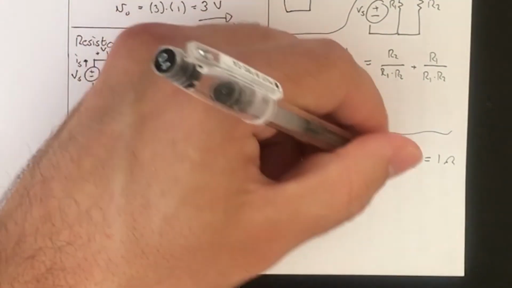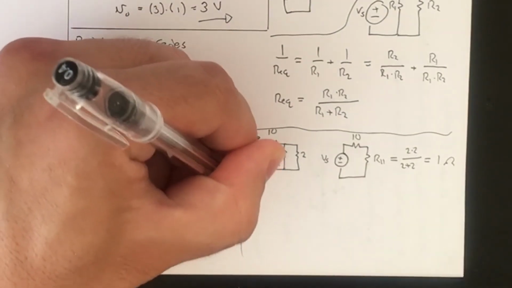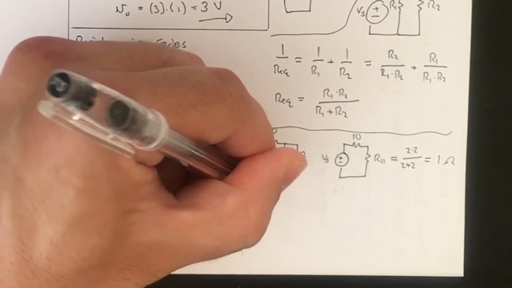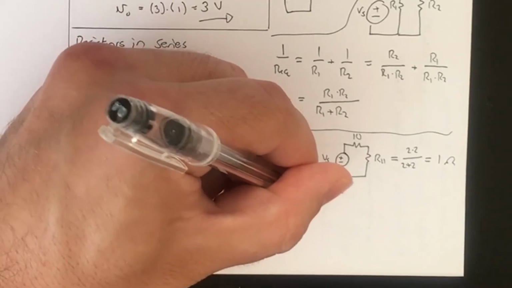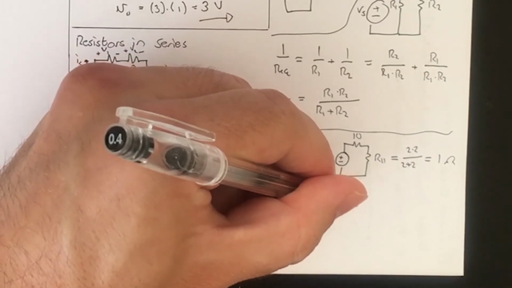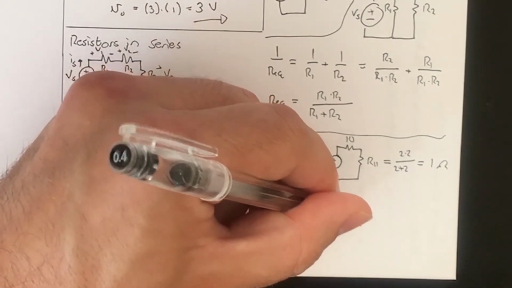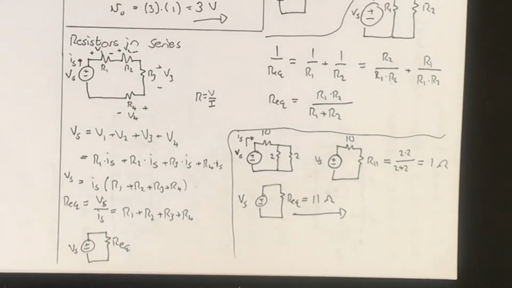Wonderful. And then we can simplify these two because they're in series with one another. We just add them. So the circuit simplifies to this, which is R equivalent, simply the sum of 1 plus 10, which is 11 ohms. Wonderful. And that is all for today.